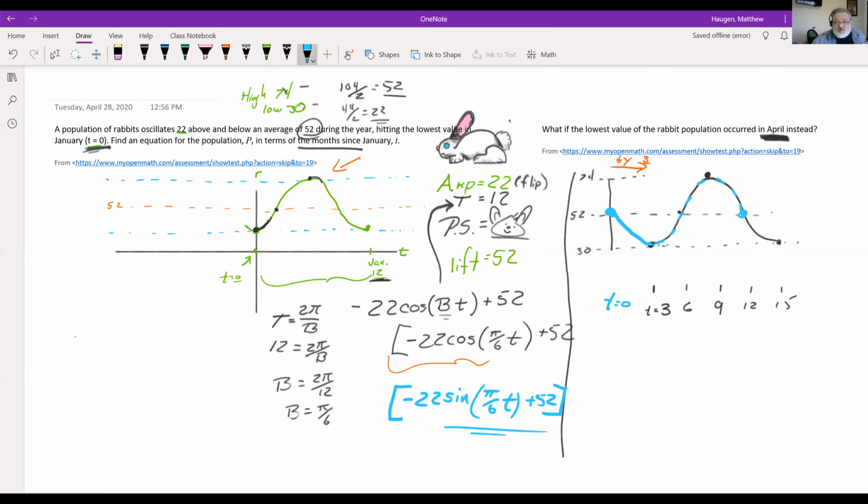But if we wanted to practice a phase shift, we certainly could. Our amplitude is still 22. We find the period the same way. Period is still 12, which made our B equal to, what was it, pi over 6. And our phase shift here would be a phase shift of that positive 3.